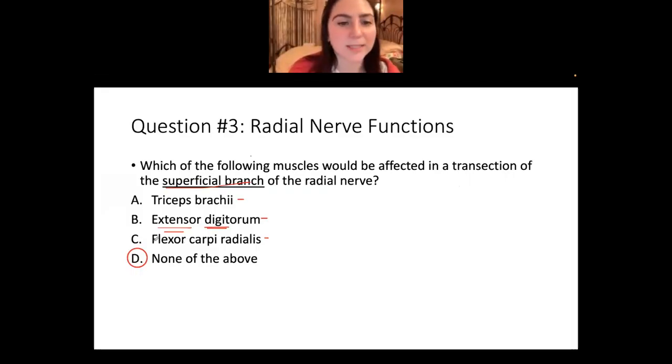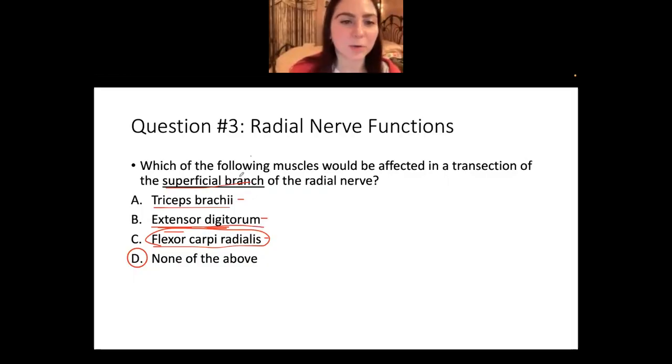Flexor carpi radialis, actually this probably is not a radial nerve now that I'm actually reading the question. The flexors are not innervated by the radial nerve. Usually the extensors are innervated by the radial nerve. All of your flexor muscles are innervated by another nerve, which we will get to. Okay, so this one is radial nerve motor, so correction. This one's radial nerve motor. This one's radial nerve motor. This is probably another nerve that we'll get to.